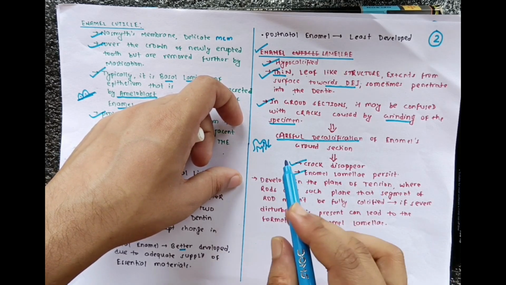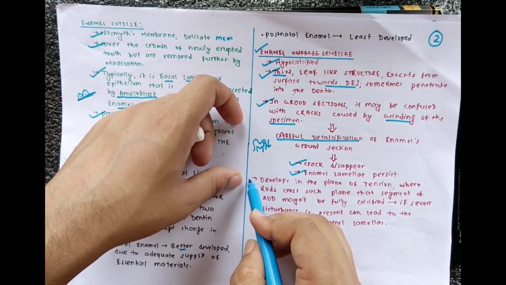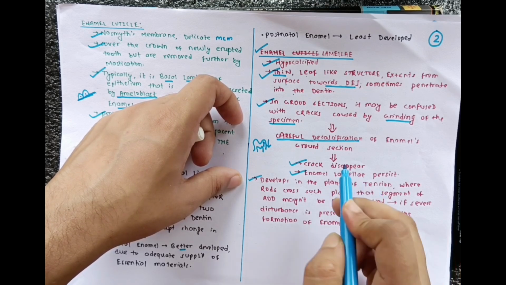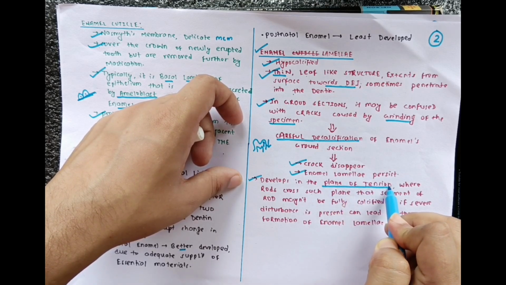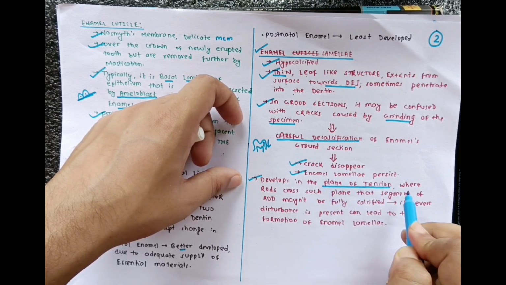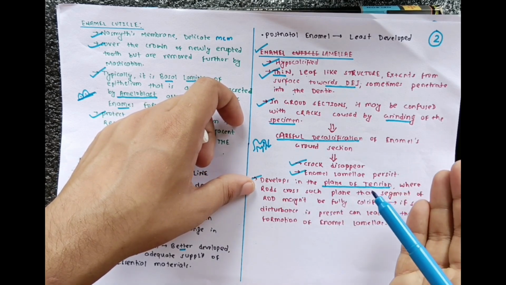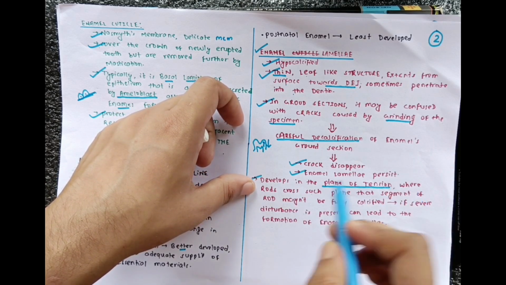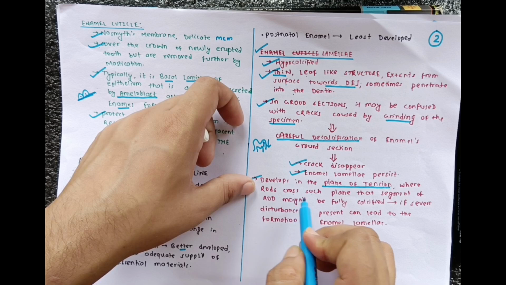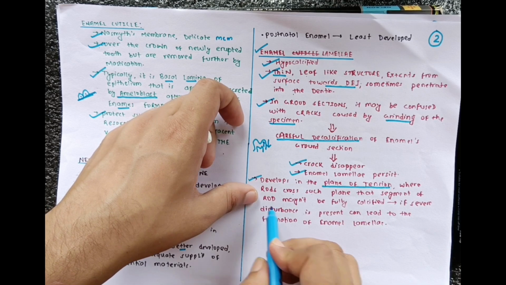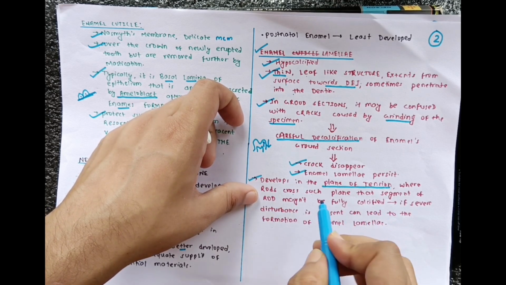After that, I have written here how the enamel lamellae are formed. They are formed in the planes of tension. This point is important: at those planes, where the rod crosses such a plane, that segment of the rod may not be fully calcified.